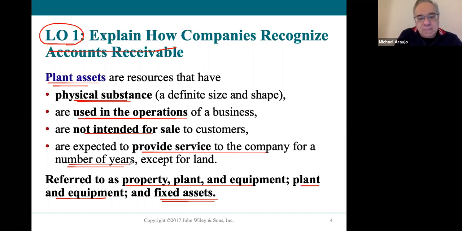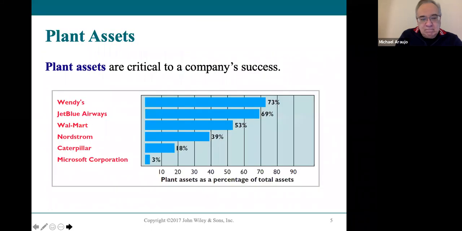Over 1 year. So how long do they use trucks? How long do they use those pizza ovens? How long are buildings used for? They all have a useful life. And you're going to be learning a little bit about that as well.